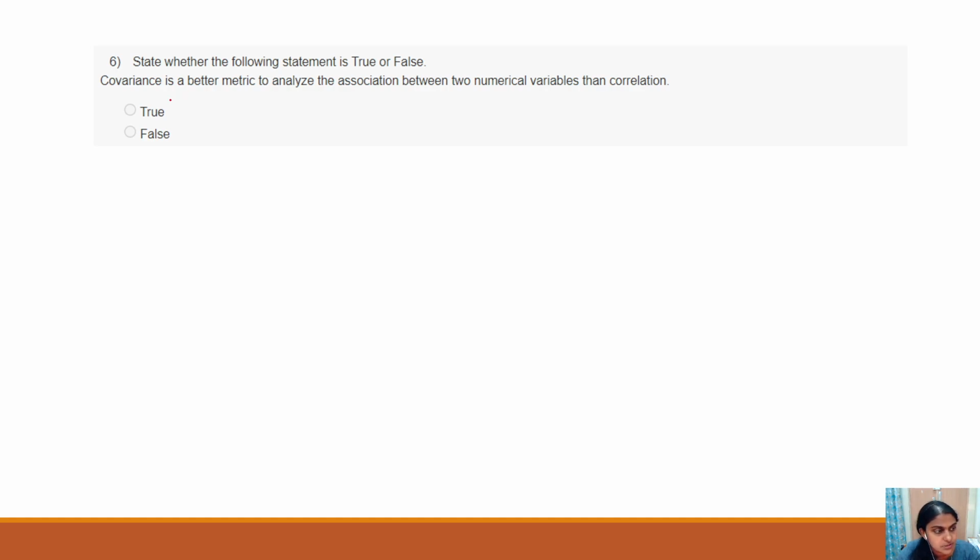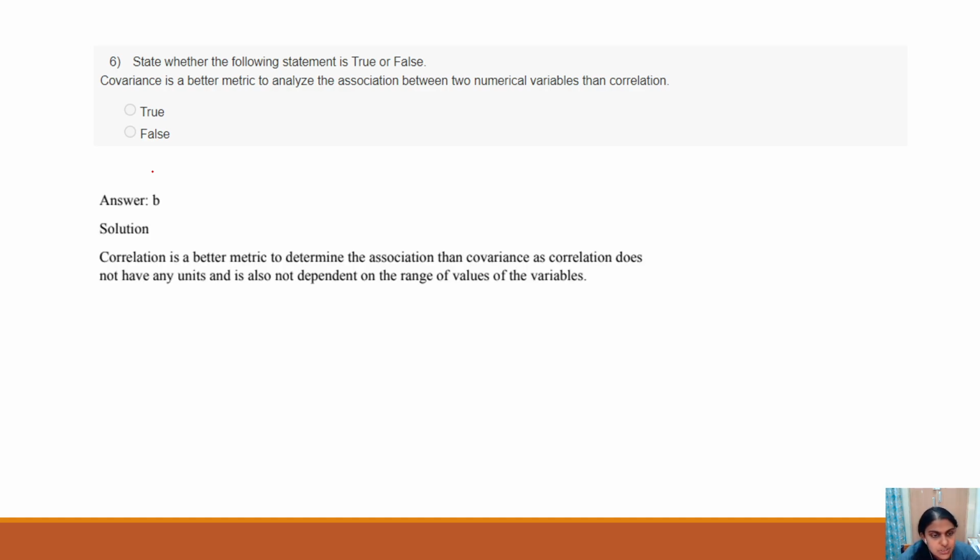Which is a better metric? Is it covariance or correlation? About covariance and correlation we had seen already in the last class: one will show direction and strength, and the other one will show just direction. You can just put T or F. Yes, correlation is better, that's true. So correlation is a better metric to determine the association than covariance, as correlation does not have any units and is also not dependent on the range of values of the variables. So the answer is false.